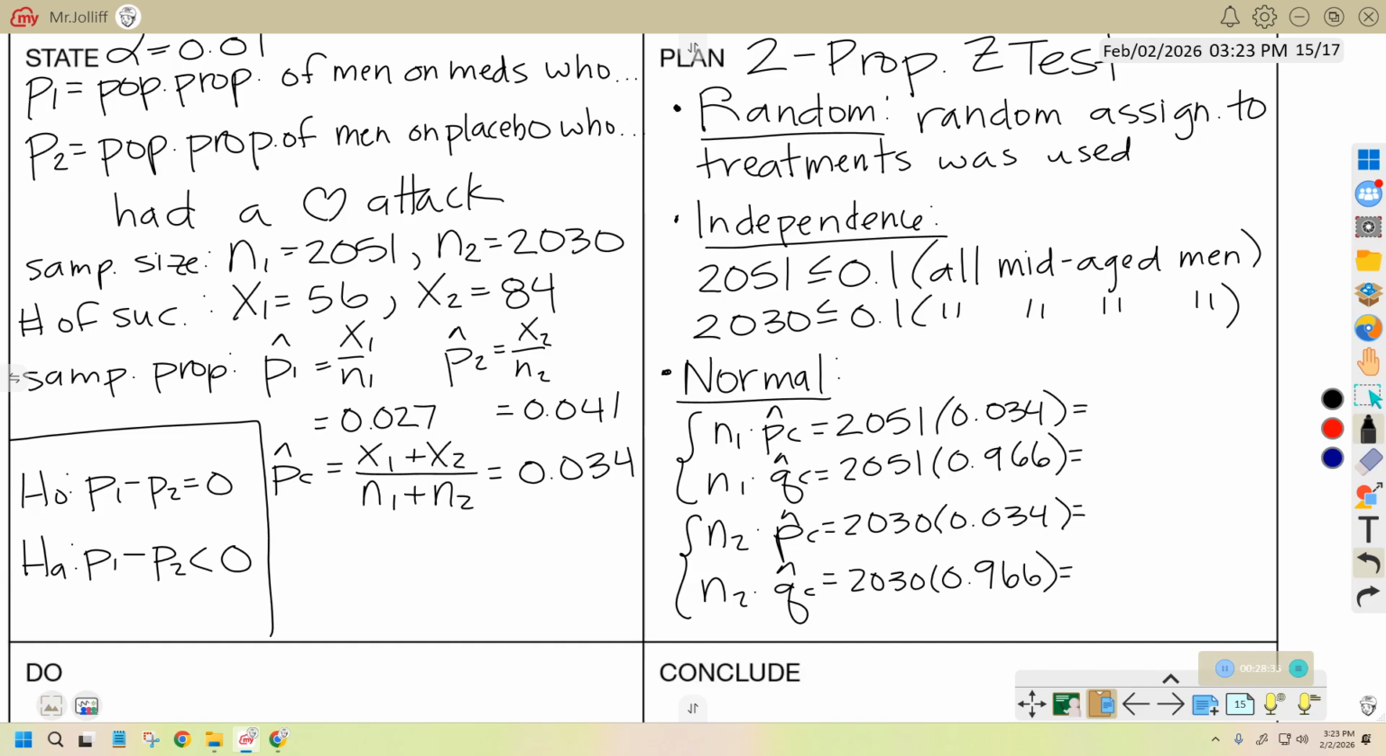And while you are plugging and chugging away on your calculator, what do I want all 4 of those numbers to be? Very good. The check is all of these should be greater than or equal to 10. Yeah, no. I have too much trig on my calculator from my last 2 classes. Somebody's got to give me these.